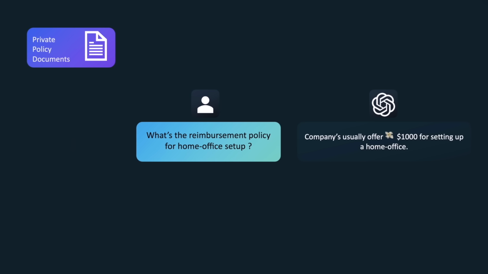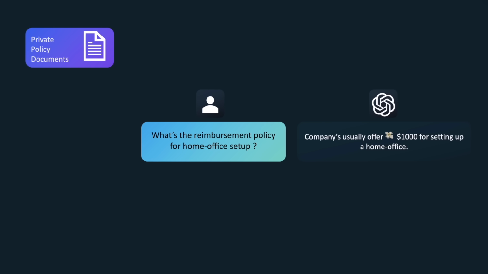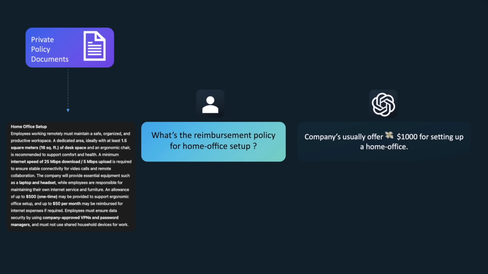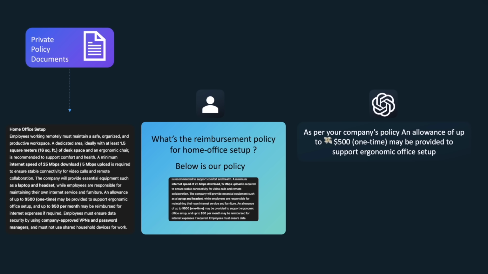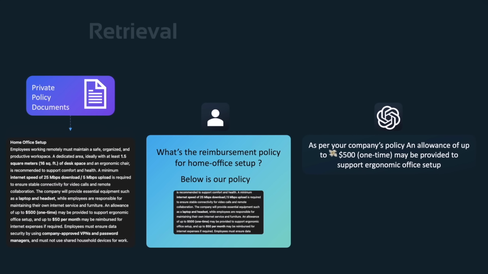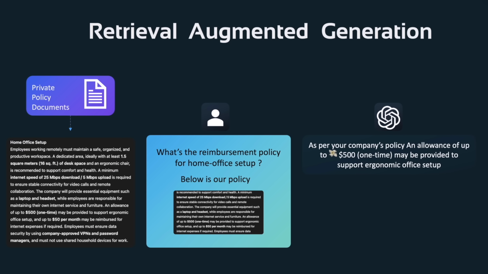So what do you do? You look up your internal policy document and get the section of the policy that describes home office setup by yourself. Then you add that to your prompt and tell ChatGPT to refer to this policy. Now, with this additional information, ChatGPT is able to generate more accurate responses. And that is the simplest explanation of RAG, that stands for Retrieval-Augmented Generation.